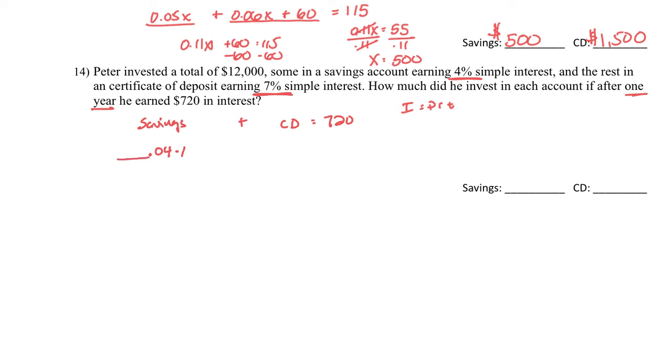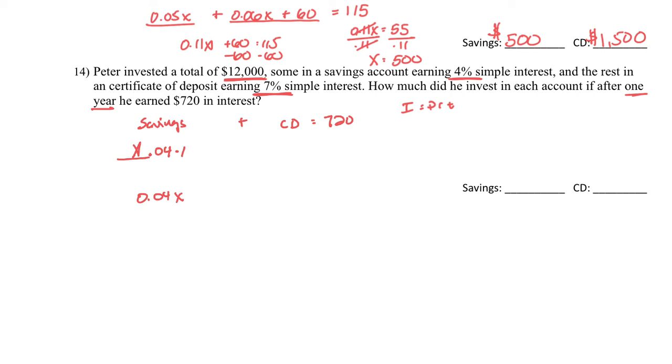Does it say anywhere how much was put just into savings? And the answer is no. It tells us how much he invested total, but it doesn't tell us how much we put in savings. So we're going to, again, give that a variable. So for savings, we get x principal times 0.04 times 1, which simplifies to just 0.04x.